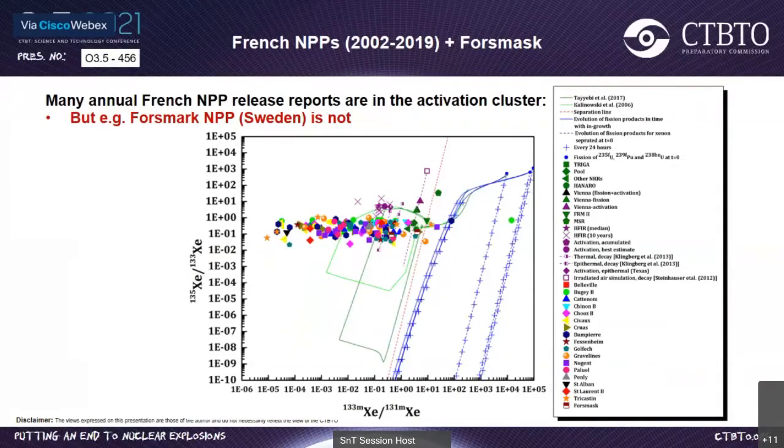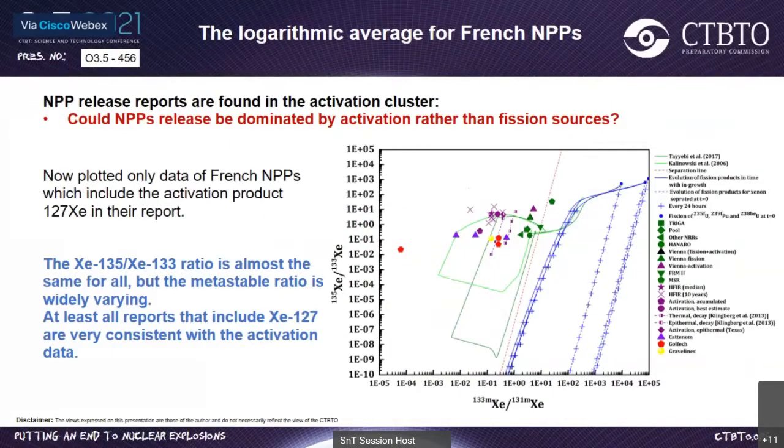Here the annual release data for French nuclear power plants are presented. Many annual French MPP release reports are in the activation cluster. But, for example, the Forsmark nuclear power plant from Sweden is not in the activation cluster. Now we plotted only data of French nuclear power plants which include the activation product Xenon-127 in their report.